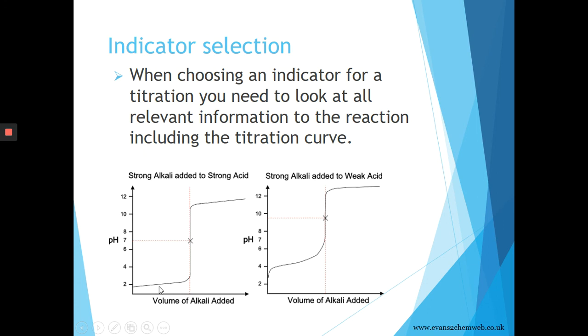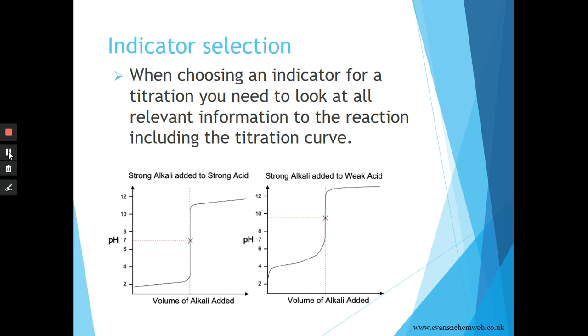Because we're using a strong alkali and a strong acid, the point of neutralisation for this one is actually 7. That's what the X is indicating. And as we can see, as we keep adding it, another drop, or another 2 drops, it'll very, very quickly be up to a pH of 12.